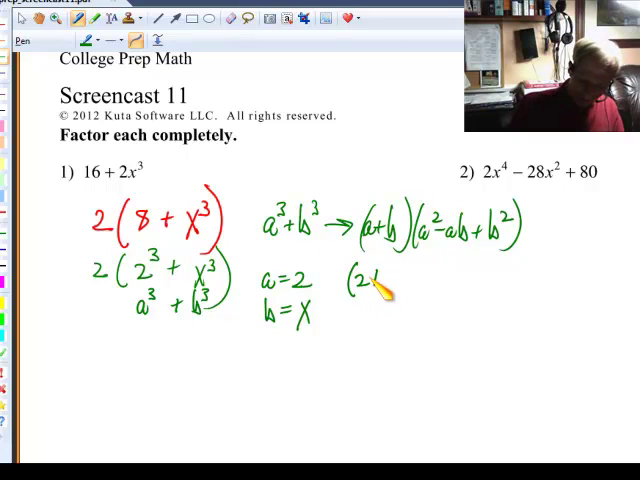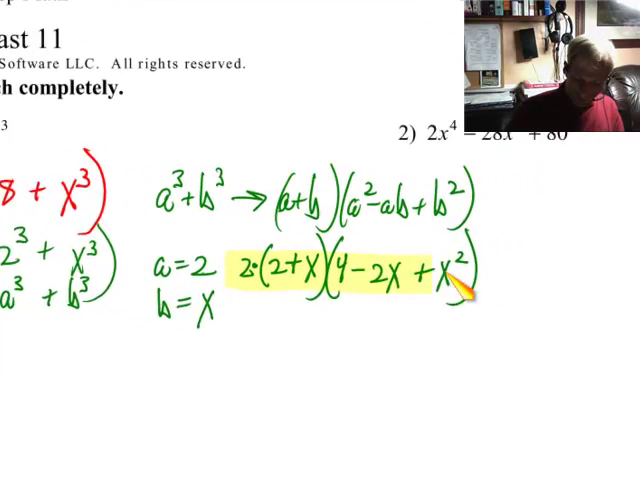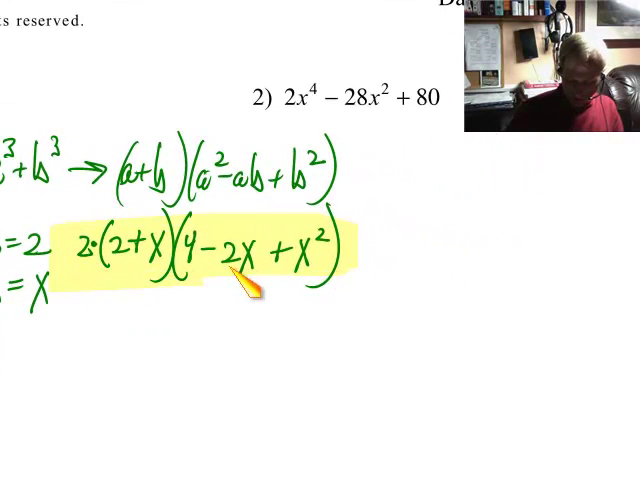So I'm going to get 2 plus x, and that's going to be 2 squared, which is 4, and then minus ab, so that's going to be minus 2x, and then lastly plus b squared, that's going to be plus x squared. And then I shouldn't forget that I also have a 2 that I factored out at the very beginning of the problem. So that's as far as I can go with it, and I am finished.